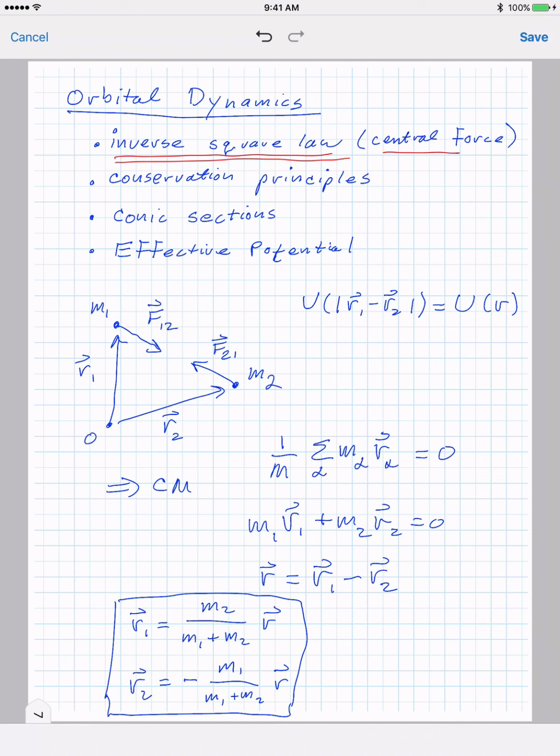These are going to be central forces. And so a central force is a force that depends only on the relative distance between two masses. And so that's clearly going to be the case for gravitation. So we'll cover a couple of principles in orbital dynamics.